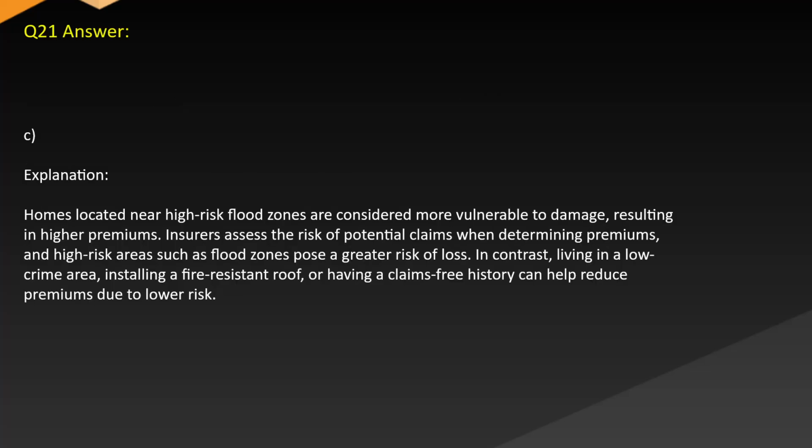Answer C. Explanation. Homes located near high-risk flood zones are considered more vulnerable to damage, resulting in higher premiums. Insurers assess the risk of potential claims when determining premiums, and high-risk areas such as flood zones pose a greater risk of loss. In contrast, living in a low-crime area, installing a fire-resistant roof, or having a claims-free history can help reduce premiums due to lower risk.